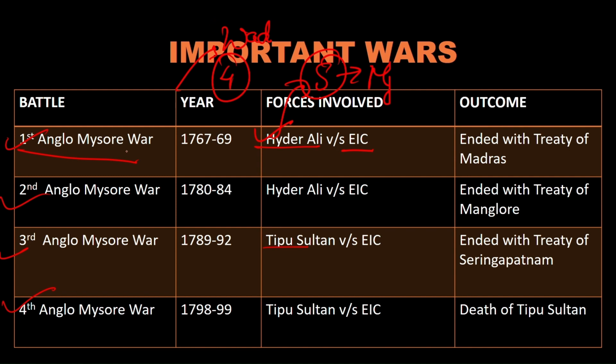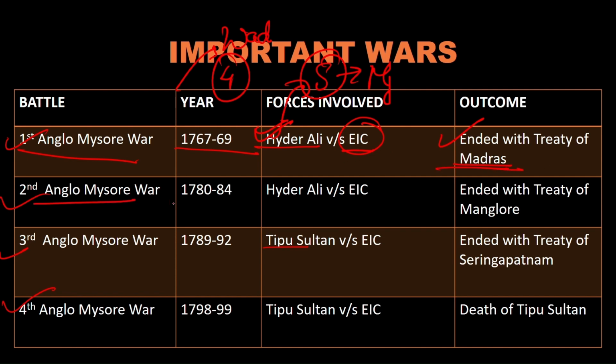The first Anglo-Mysore War was fought in 1767 to 69, Hyder Ali versus the East India Company. It ended with the Treaty of Madras. The treaties are very important here. Hyder Ali was kind of winning, but the East India Company was very smart, so they decided to call it off with the Treaty of Madras.